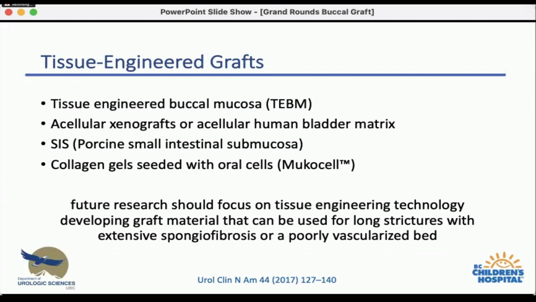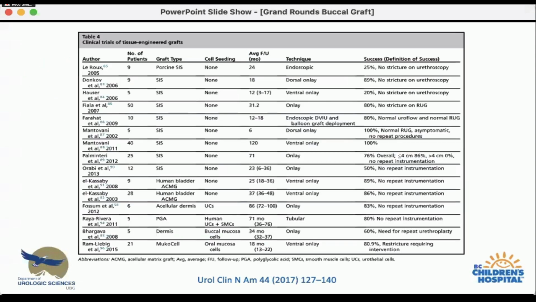Other researchers have focused their time on acellular human bladder matrix with SIS grafts and collagen gel seeded with oral cells. However, there exists great variability between the studies. Very fast, this table summarizes all the different studies involved in tissue-engineered graft, but there are small studies with different surgical techniques, different follow-up, and different definitions of success. We're still not in that future, but one day we may have options for those severe cases in which an oral mucosa graft may not be suitable.